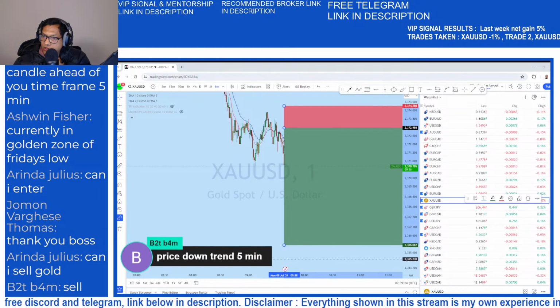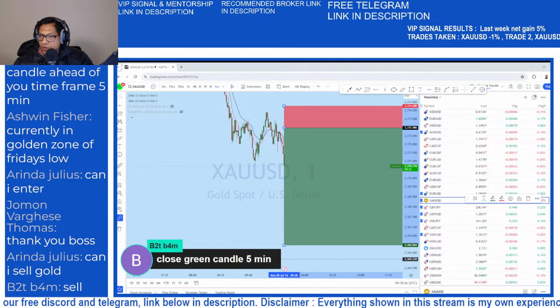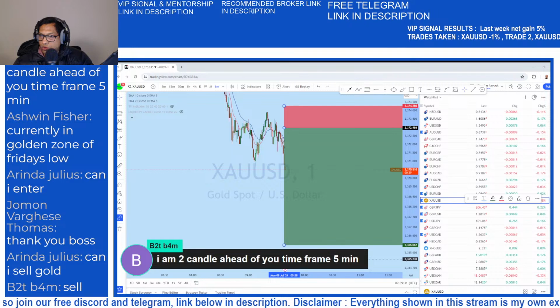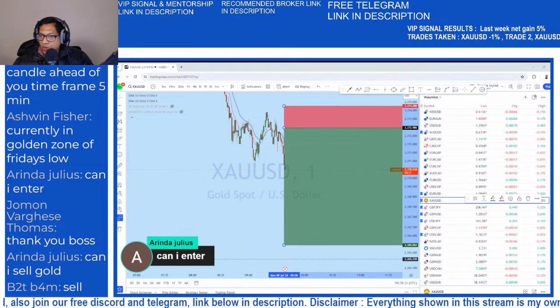Price down 5 minutes. Close green candle. 5 minutes. Thank you. Two candles here. Welcome. Currently in gold zone Friday. Thank you. Can I enter you? Welcome. Thank you very much.